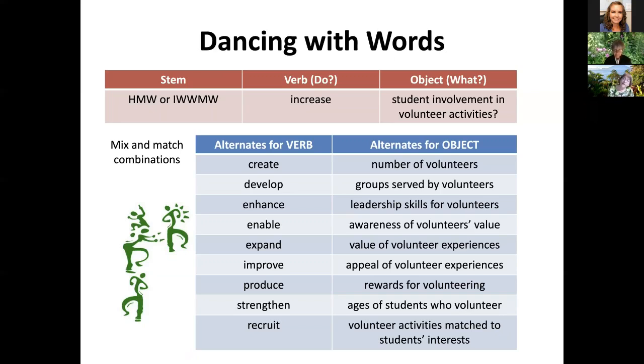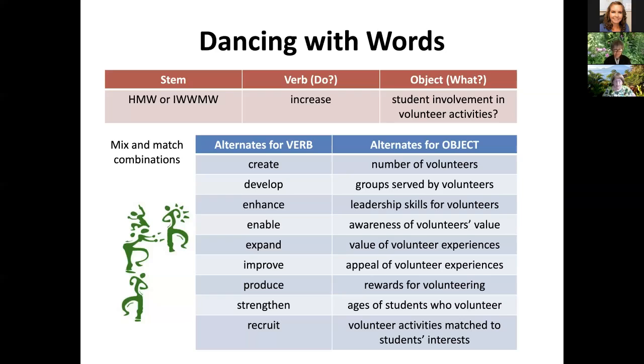Then ignoring the verbs and thinking, okay, we were looking at student involvement in volunteer activities, but what are some other things we could look at as far as volunteer activities go? Well, the number of volunteers, the groups that are served, the leadership skills, awareness of their value, appeal of the experiences, rewards, the age of the students, matching them to student interests. So those are different things that could be in that final box there.